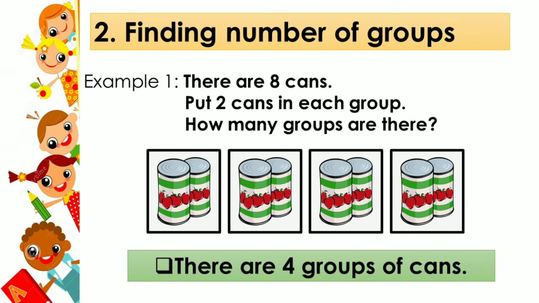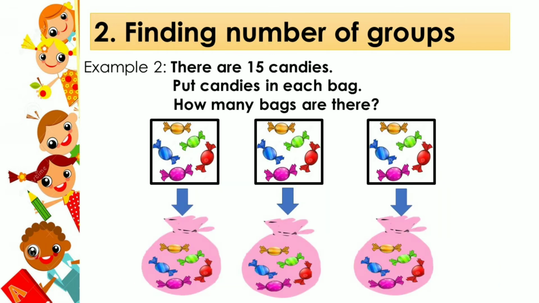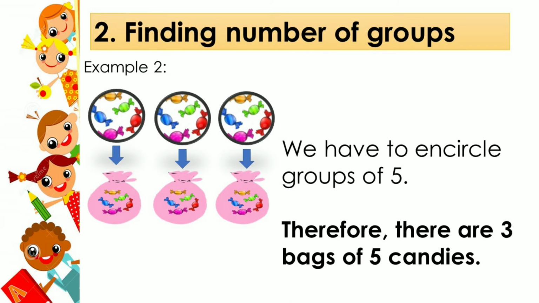Another example. There are 15 candies. Put candies in each bag. How many bags are there? We have to encircle groups of 5. Therefore, there are 3 bags of 5 candies.